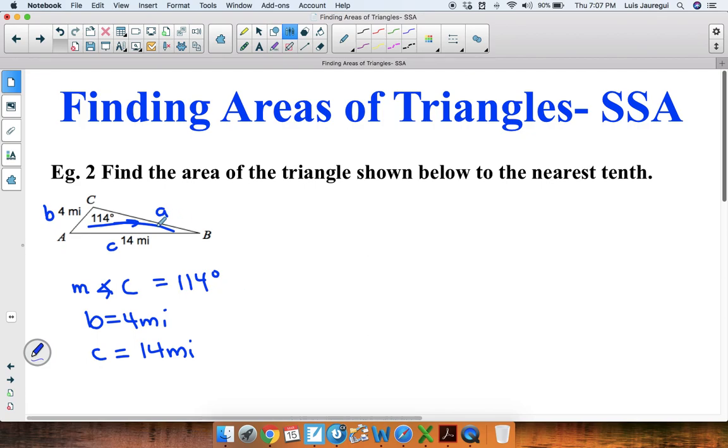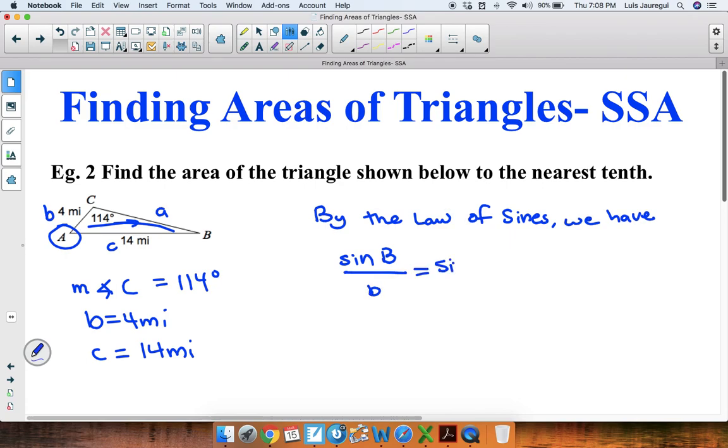Now, in this case, it would be nice to figure out the measure for a, but since we don't know the length across from it, what we're going to do is use the law of sines so we can figure out the measure for angle B first, and then we're going to use the fact that these three angles add up to 180 because that's the sum of interior angles, so we can figure out the measure for angle A. So by the law of sines, we have the following. We have that sine of B over b is equal to sine of C over c.